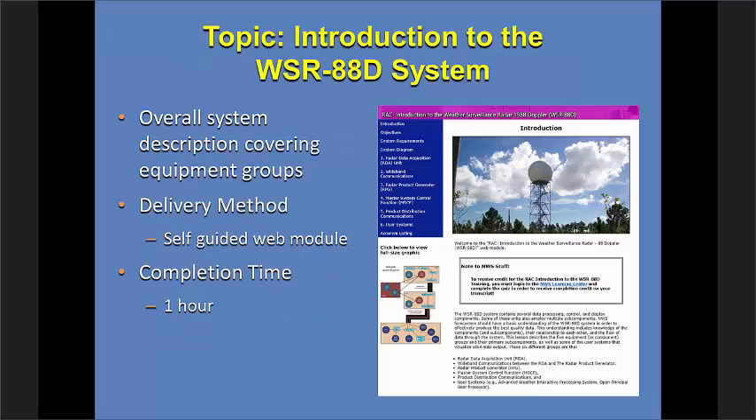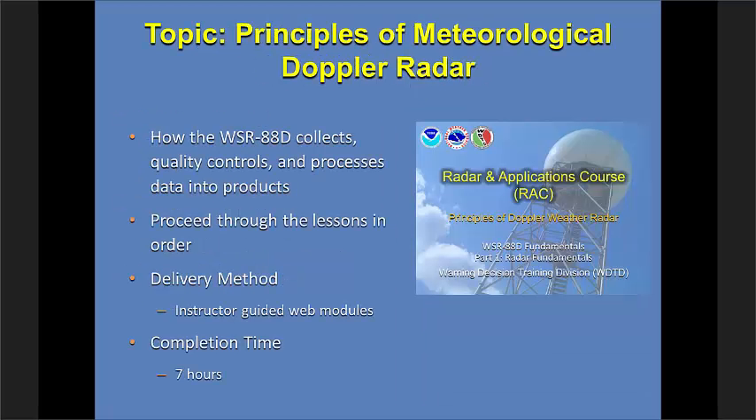Okay, the first topic you will see listed in your curriculum after that is the introduction to the WSR 8D system. It basically covers the overall system description, covering the equipment groups, including the RDA and RPG. Delivery method, self-guided web module, completion time about an hour. Next topic after that, principles of meteorological Doppler radar. This is how the 8D collects, quality controls, and processes the data into products using the RPG. Basically proceeds through the lessons in order. Delivery method, instructor-guided web modules, completion time about 7 hours.